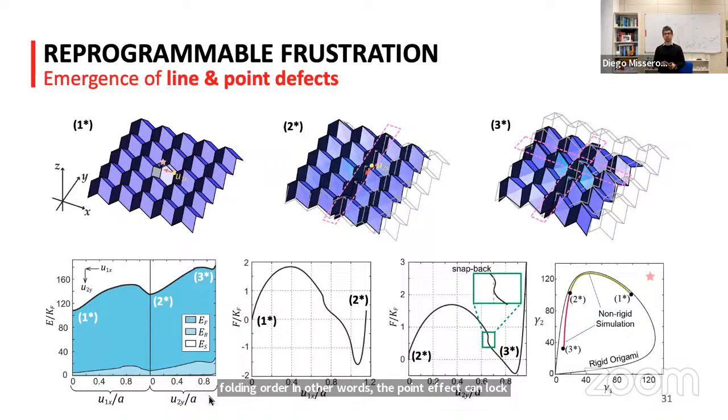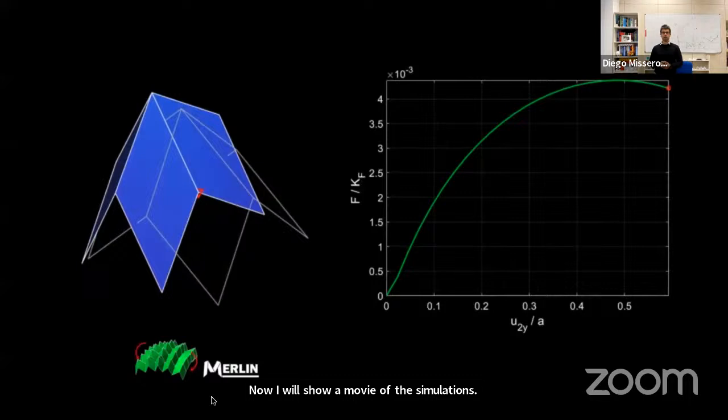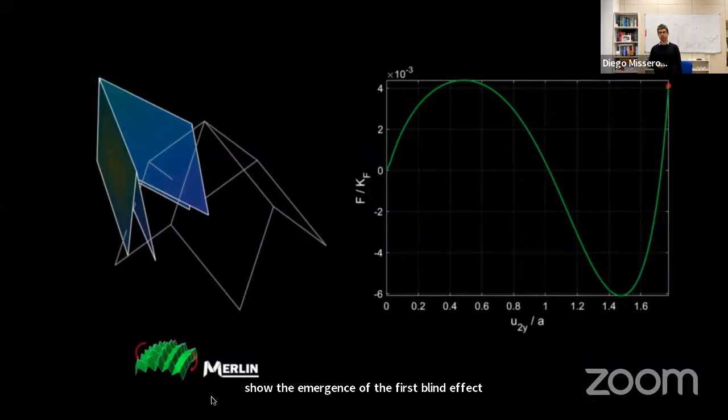And this may become very useful, for instance, for encoding hysteresis information into the material or mechanical memory, or to be used, for instance, in mechanical logical computing systems, or to change locally the mechanical properties of the tessellation, because, for instance, here we can change the density of the tessellation, we can change the rigidity, and so on and so forth. Now I will show a movie of the simulations, and that will show the emergence of first the line defect and then the point defect in the tessellation.